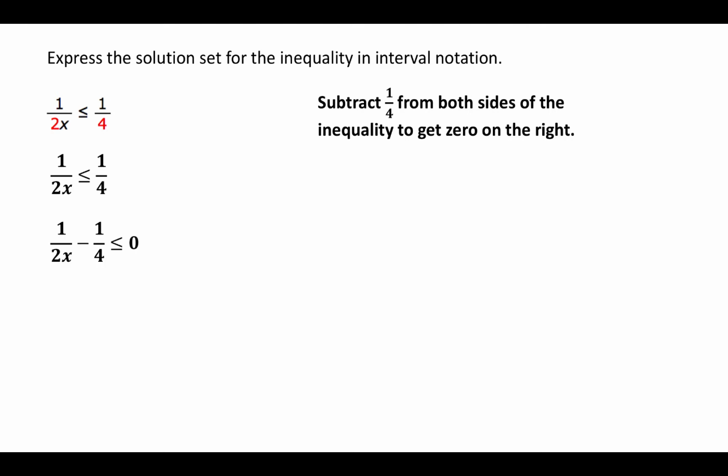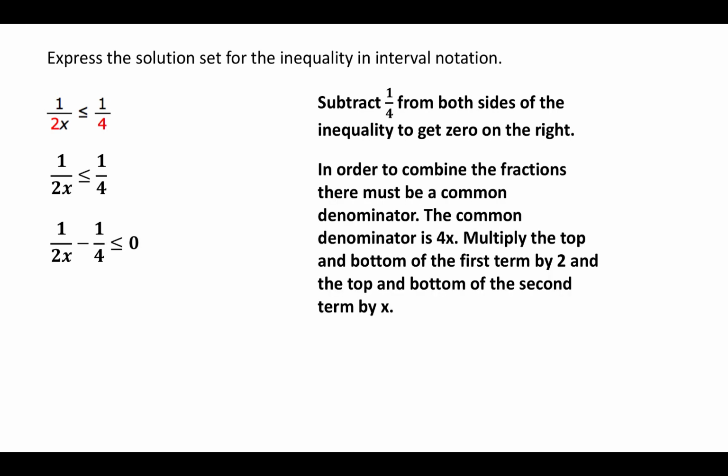So when we subtract 1/4 from both sides, the result will be 1 over 2x minus 1/4 less than or equal to 0. Now we can see that we have two terms on the left separated by the minus sign. We need to transform this so that there is only one term. In order to combine the fractions, there must be a common denominator. The common denominator is 4x. So we should multiply the top and bottom of the first term by 2 and the top and bottom of the second term by x. This will result in 2 over 4x minus x over 4x less than or equal to 0.